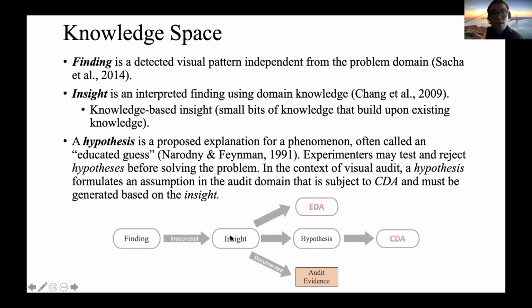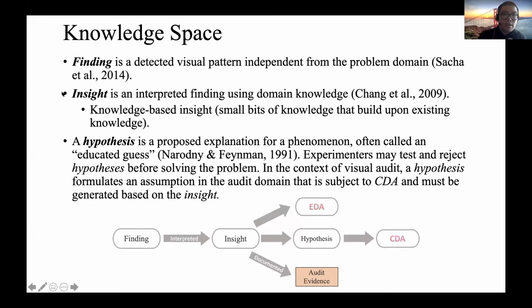All right. So the new insight may lead to another round of EDA process, or those insights could be used to develop a new hypothesis, and that hypothesis will lead to a new CDA process. Hypothesis is defined as an educated guess. For hypotheses developed in visual audit, auditors could confirm them through the visual analytics system, or through other traditional audit approaches, like testing of detail, like inquiry, based on their needs.